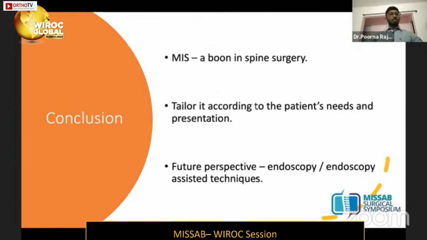So to conclude this journal, we all know minimally invasive surgery is a boon in any surgical field, and it is of prime importance in spine surgery. And we have to tailor all these MIS techniques according to the patient's need and their presentation at that time. The future perspective regarding the usage of endoscopy and endoscopic-assisted techniques in managing patients with revision spine problems should be emphasized. And regarding this paper, there is a need for functional and outcome analysis before we take this algorithm into account universally.